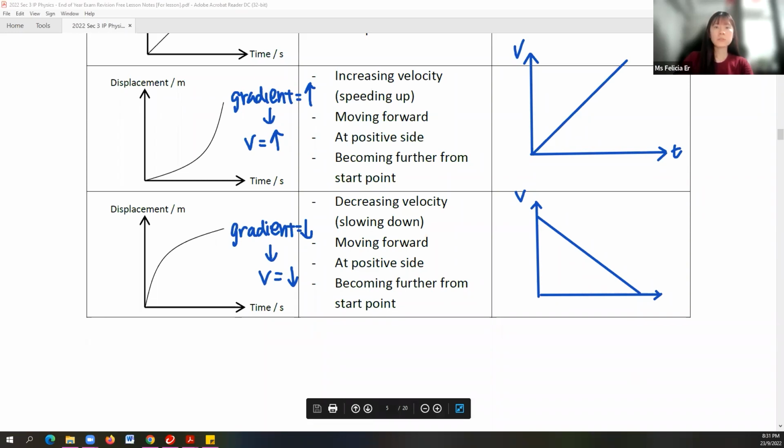If anyone has any questions, you can also ask me now since I'm giving you all time to do your work. So finish up the next 2 pages, finish up all the VT graphs. You can use the explanation column to help you derive the answer. So overall, just to give you a hint, as long as it's on the positive side, that means it's moving forward, then it will be positive velocity. Because if you reverse, then it's negative velocity.